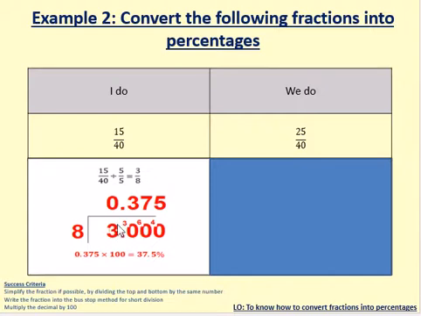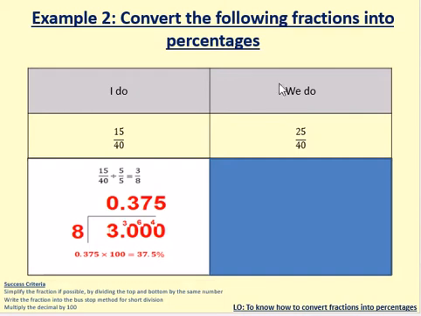So 3 goes under the bus stop with 0.0000 after it, so we can use the bus stop method, and 8 goes here to the left. If you carry out your division processes, we've already done this sum, it comes to 0.375. Then timesing that by 100 to convert that to a percentage. So please copy that one down and then do the same for the WeDo, please.